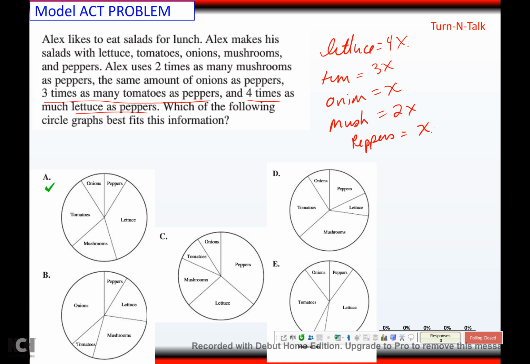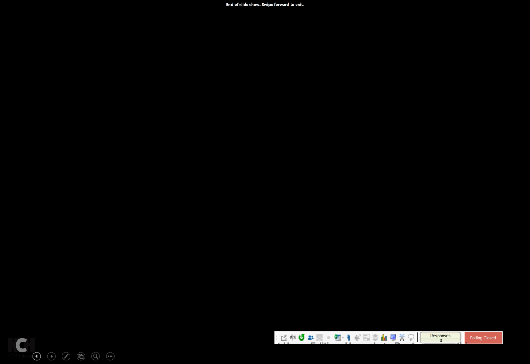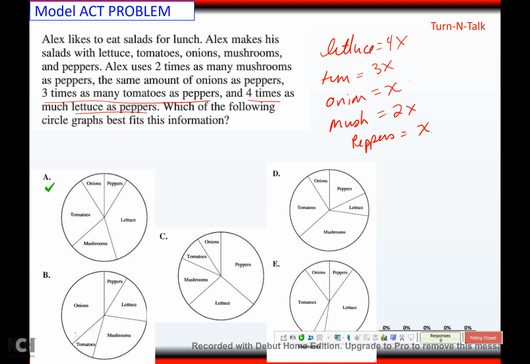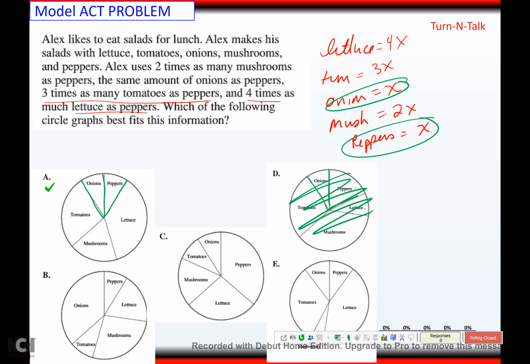So what I do is I look at, well, the first thing I notice is that the wedge of the onion and the peppers has to be the same. Well, in this one, those are equal. Onions and peppers here, no, there's more peppers than onions, so that's out. Here, there's way more peppers than onions, that's out. Here, there's way more onions than peppers, so that's out. But here, they're equal also, so it's between A and E now. So what else do I know?